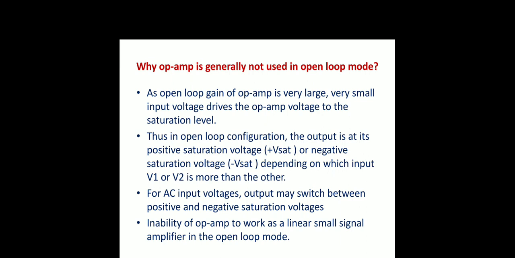So the question may come, why op amp is generally not used in open loop mode? There are some reasons, as gain of open loop op amp is very large. A very small input voltage drives op amp to saturation level, that is plus Vsat or minus Vsat, depending upon which of V1 or V2 is more than the other. In open loop configuration, op amp can't work as a small signal amplifier.